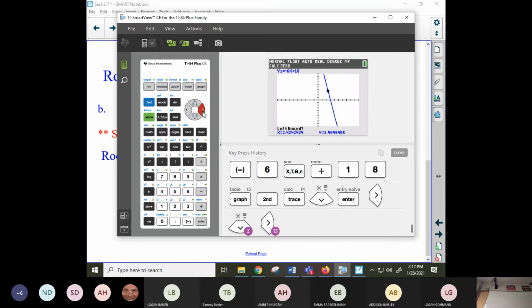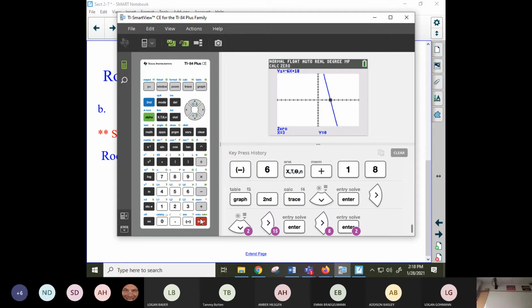Once it's to the left of the x-intercept, we hit enter. Then it's asking me for a point to the right of the x-intercept. I hit enter. It asks me to guess. I hit enter again, and my x-intercept is 3.